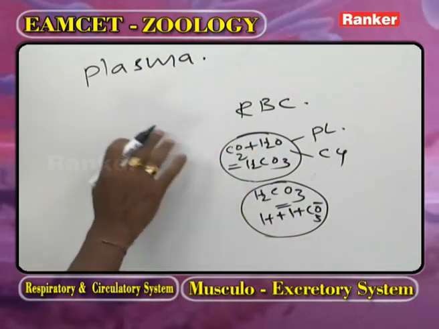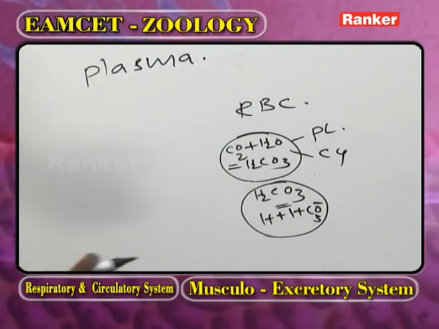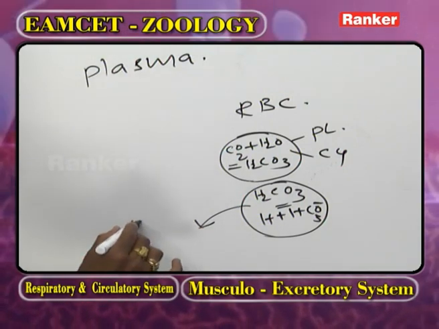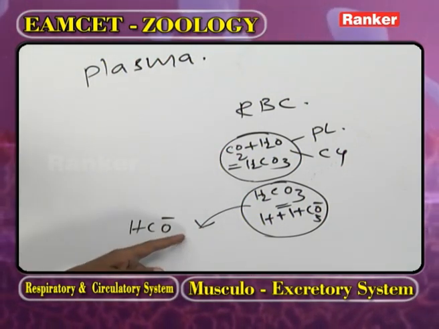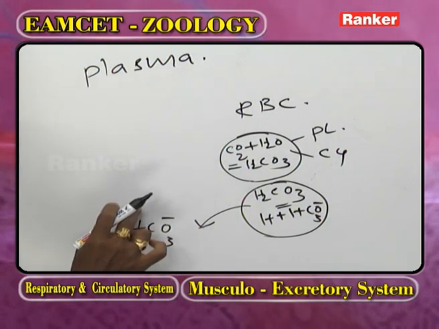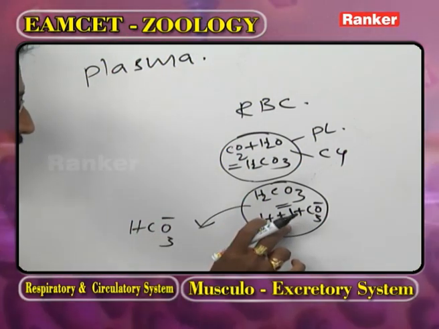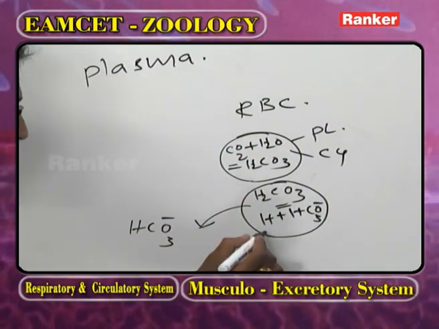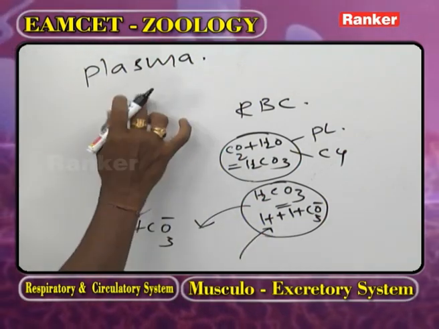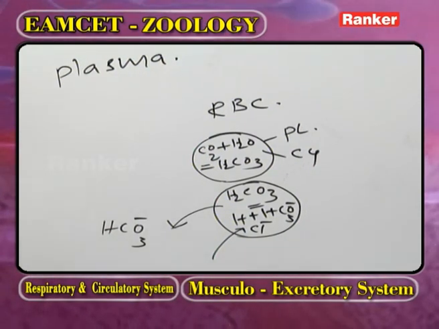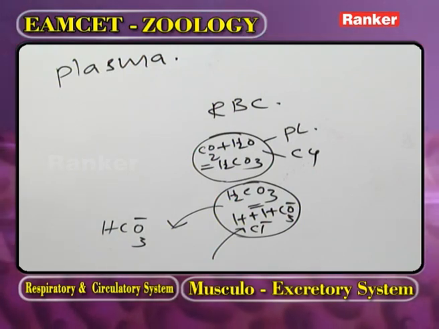Now, during bicarbonate transportation from the RBC, the HCO3 minus ions, first of all from the RBC, they enter into plasma. Now, in order to maintain the neutrality inside RBC, instead of HCO3 minus, from the plasma the Cl minus enters into RBC. That phenomenon we call the Hamburger phenomenon, and this is called the chloride shift.